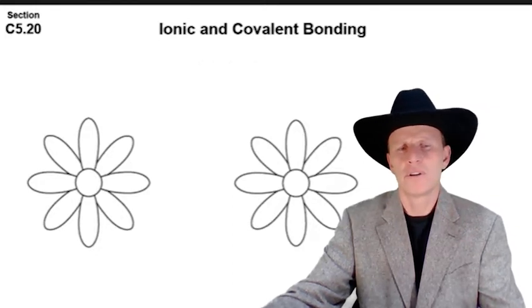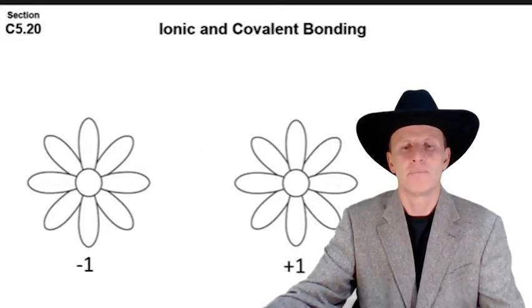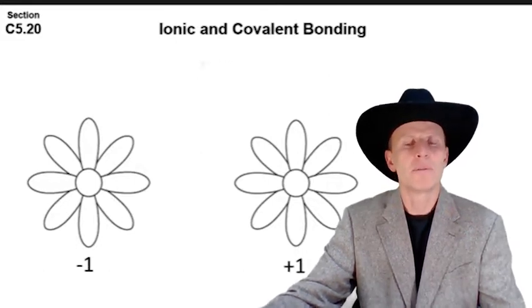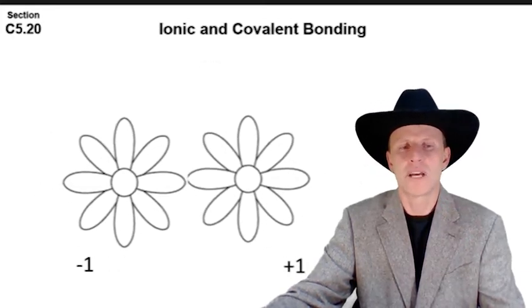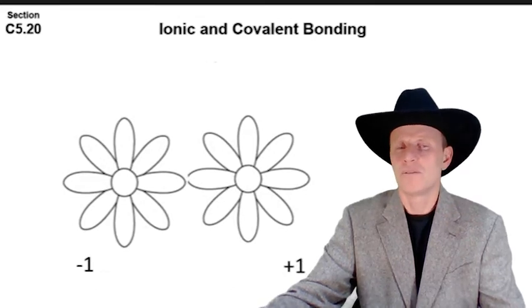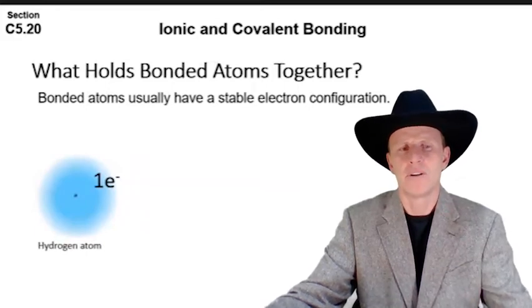These flower diagrams are now stable. But what happened to their charges? The flower on the right lost 1 negative. So if it was neutral and it lost 1 negative, it actually is +1. The flower on the left gained an extra negative electron. So it is actually -1. Now, what do you think will happen to oppositely charged ions? Yes, they will attract each other. And if you understood that, you should be able to understand what holds bonded atoms together.